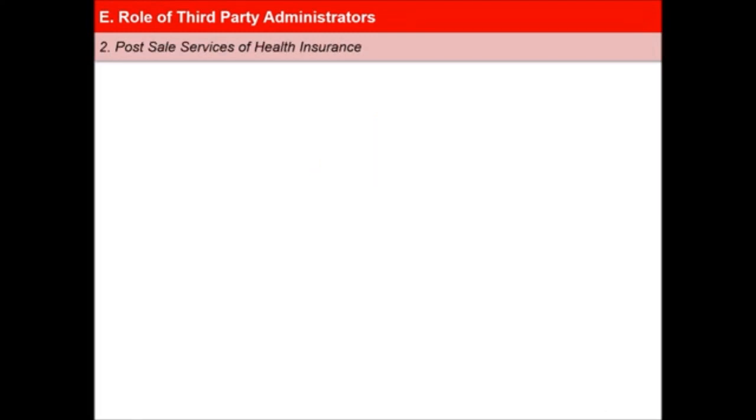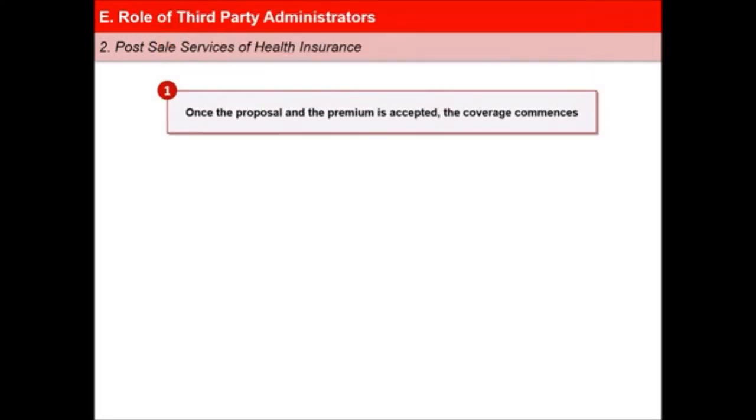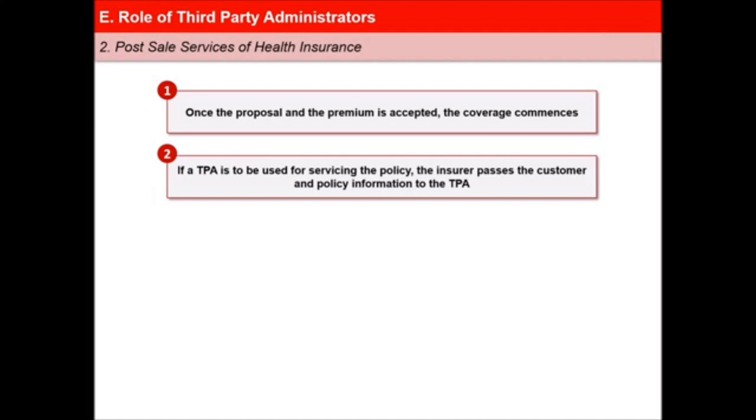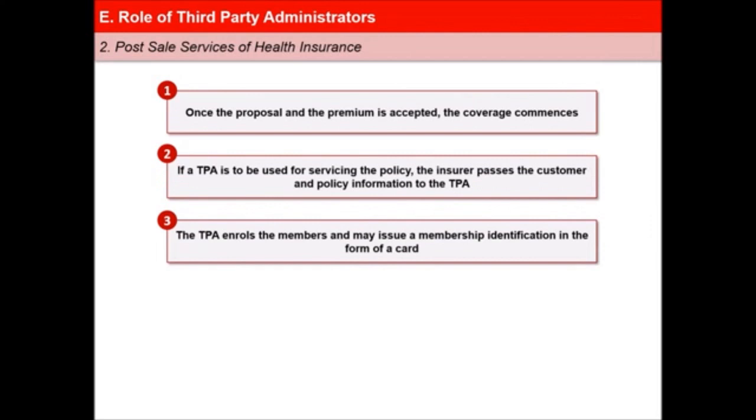Now let us discuss the post-sale service of health insurance. 1. Once the proposal and the premium is accepted, the coverage commences. 2. If a TPA is to be used for servicing the policy, the insurer passes on the information about the customer and the policy to the TPA. 3. The TPA enrolls the members. While the proposer is the person taking the policy, members are those covered under the policy and may issue a membership identification in the form of a card, either physical or electronic.